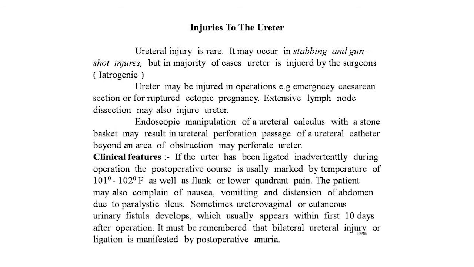Now the clinical features. If the ureter has been ligated inadvertently during operation, the post-operative course is usually marked by a temperature of 101 to 102 degrees Fahrenheit, as well as flank or lower quadrant pain. The patient may also complain of nausea, vomiting and distension of the abdomen due to paralytic ileus. Sometimes a ureterovaginal or cutaneous urinary fistula develops, which usually appears within the first 10 days after operation. It must be remembered that bilateral ureteral injury or ligation is manifested by post-operative anuria.